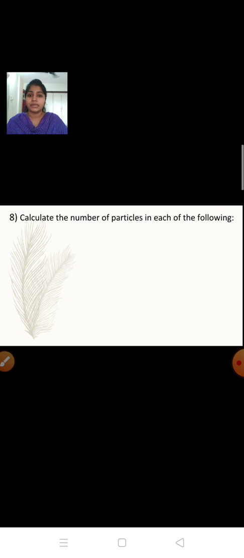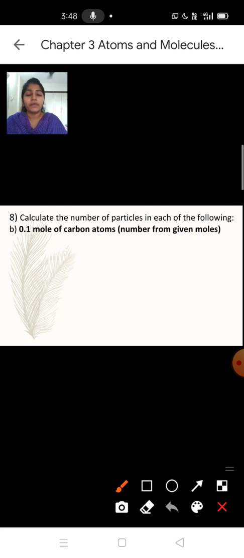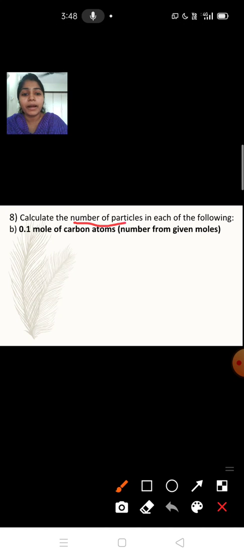Next one, same thing. Okay, it is the same kind of sum. Calculate the number of particles in each of the following. B1, you have to calculate the number of particles from 0.1 mole of carbon atoms. So over here what we have to calculate? Number of particles. It means we have to find out capital N. What is given? 0.1 mole is given. Okay. So from mole you have to calculate the number of particles.